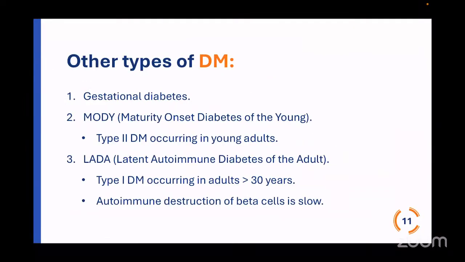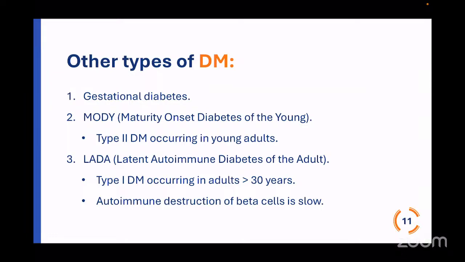So the other types of diabetes include gestational diabetes. Because the placenta of a pregnant woman produces a hormone called human placental lactogen, this hormone increases insulin resistance. That's why a pregnant woman has an increased risk for developing gestational diabetes.